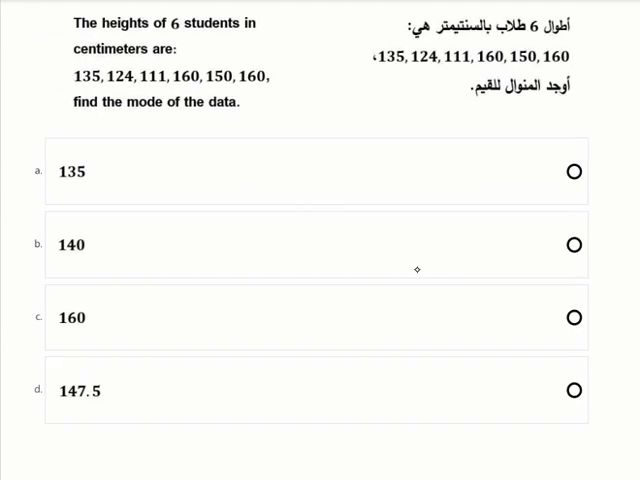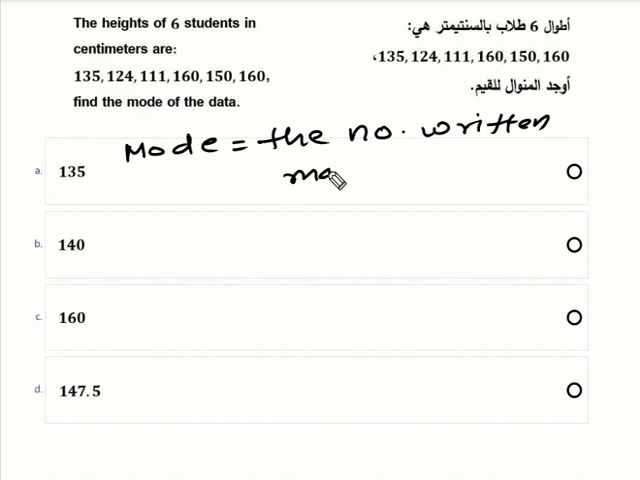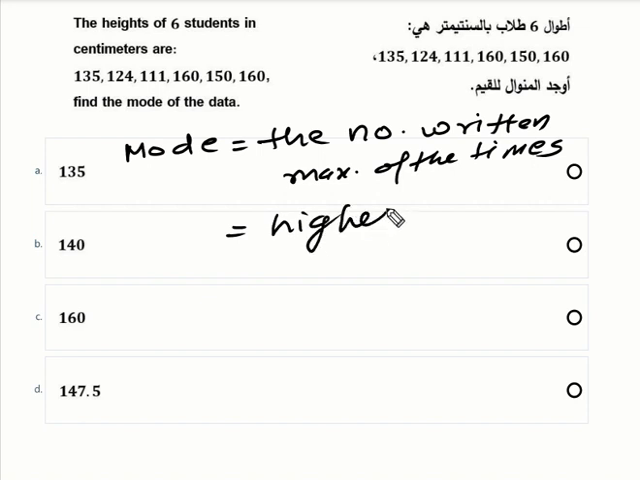this is height of the 6 students in centimeter. Find the mode. Mode means the number with the highest frequency. Okay, mode means the number written maximum times, or you can say the number with highest frequency. Highest frequency number is called mode.